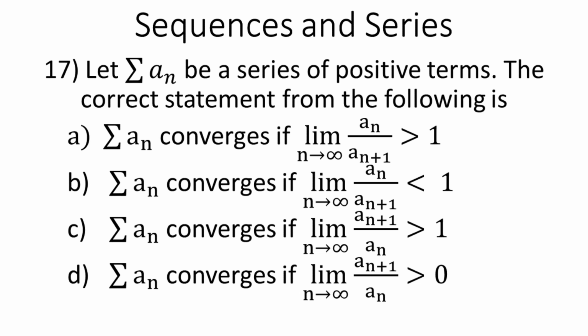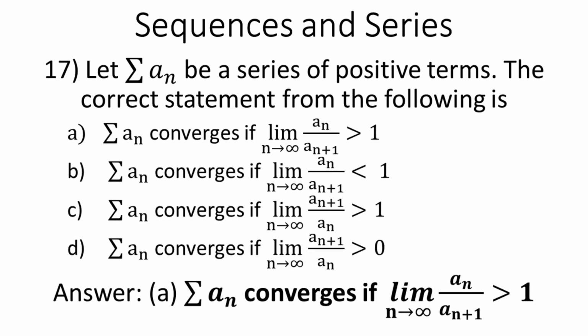Question number 17. Let sigma an be a series of positive terms. The correct statement from the following is, read carefully. Here option A is the correct one: sigma an converges if the limit as n tends to infinity of an by an plus 1 is greater than 1. So this is the ratio test.